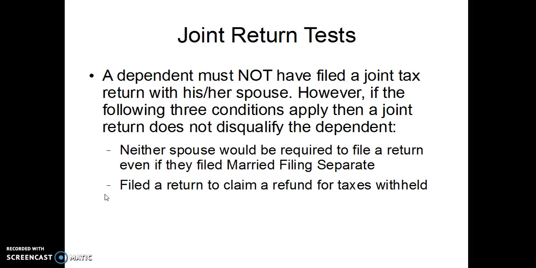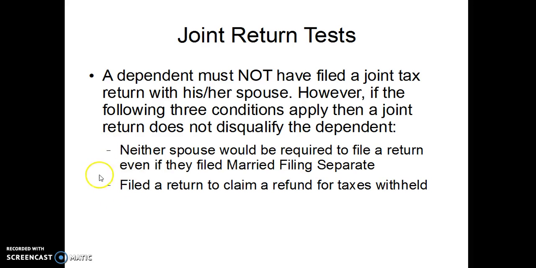The joint return test basically is saying that the dependent could not have filed a joint tax return with his or her spouse. If they did file a joint tax return with their spouse, in general, they cannot qualify to be someone else's dependent. However, there are a few exceptions. Ignore this word here. It should be the following 2 conditions and not 3. I only have 2. These are the 2 that we need to be aware of.